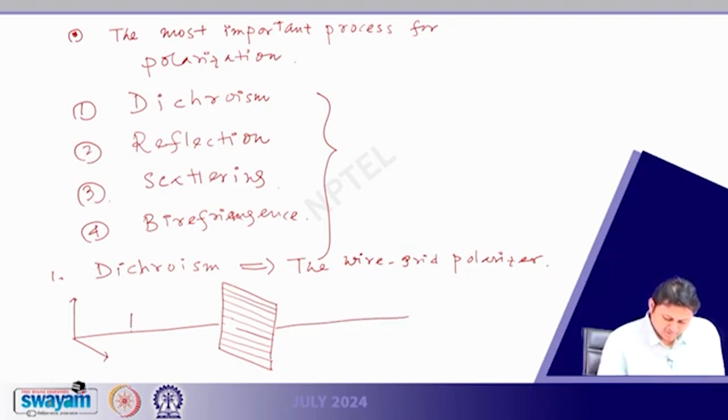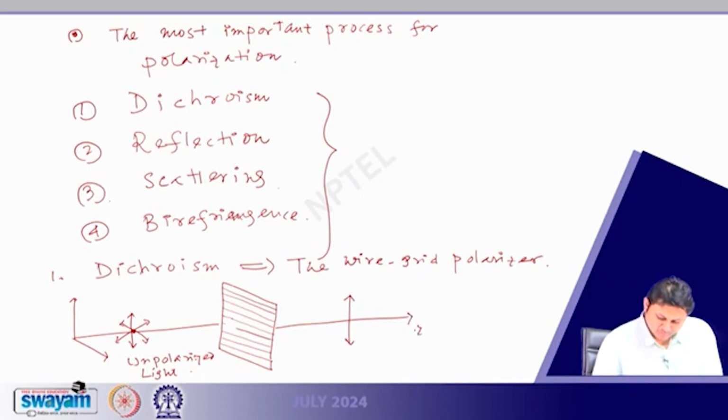And an unpolarized electromagnetic radiation, when I say unpolarized, that means the polarization is not defined, it can be in any direction, and I can write it like this. This is unpolarized light, and at the outcome I am going to get a polarization like this. Why? I will discuss. This is polarized light.